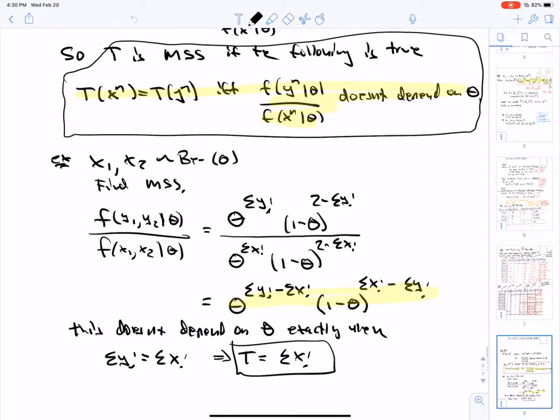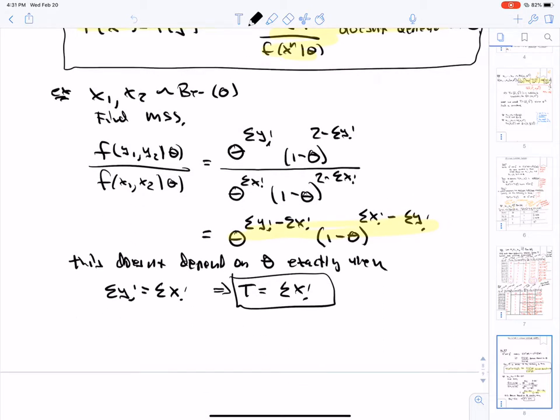So take a look at this example here. X1, X2 are Bernoulli theta. We look at the ratio of the two likelihoods, and I can simplify this ratio as in the highlighted formula here. The only way that this cannot depend on theta is for the sum of the yi minus the sum of the xi to be 0. In other words, the sum of the yi is equal to the sum of the xi. So I'm going to define my sufficient statistic T to be the sum of xi.